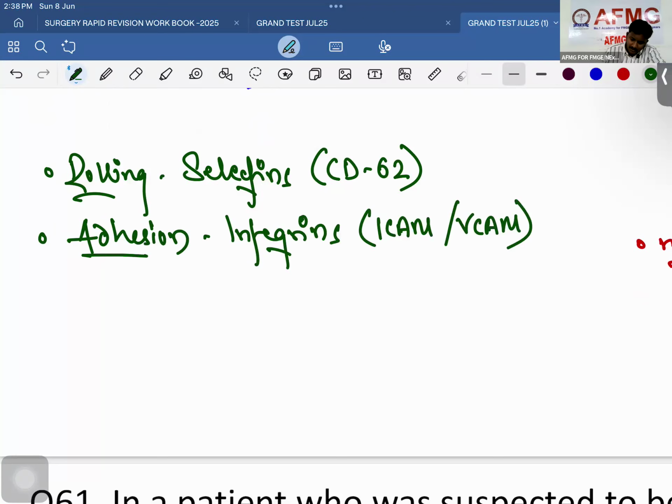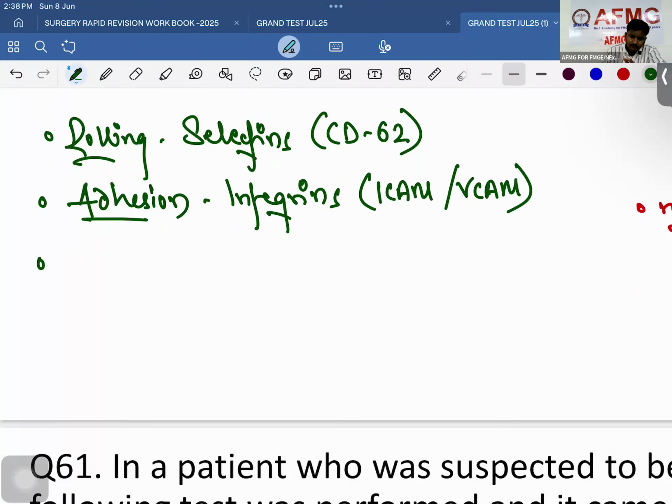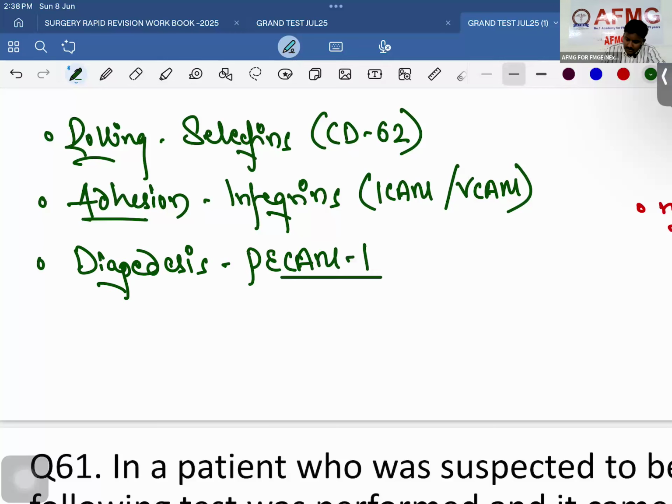That is what is going to be integrins. Next is the process when the neutrophils come outside the cell, known as transmigration, also known as diapedesis. And who is responsible for diapedesis is PECAM1, that is platelet endothelial cell adhesion molecule 1, that is CD31. That is what is important to know.